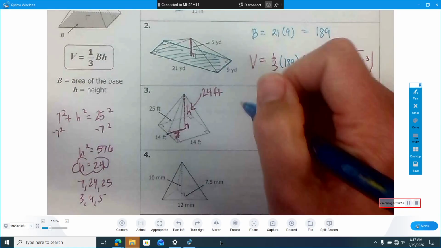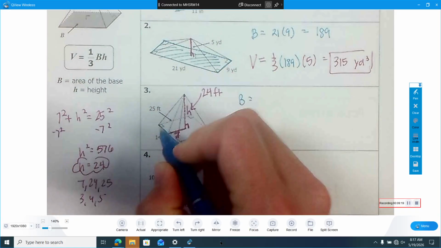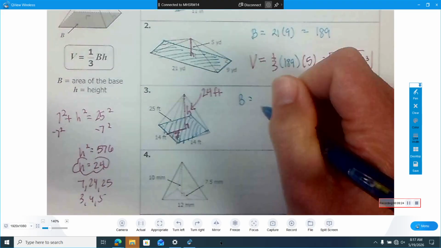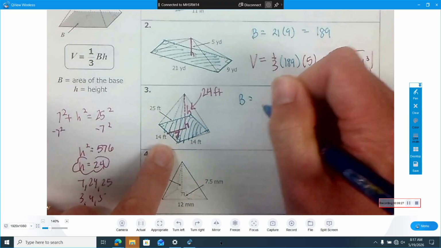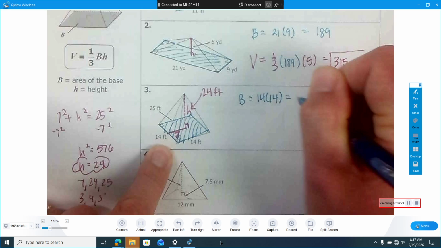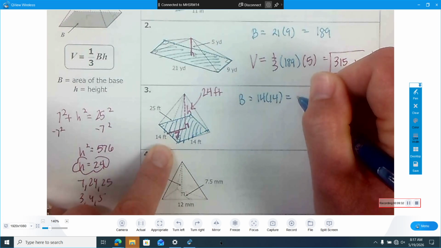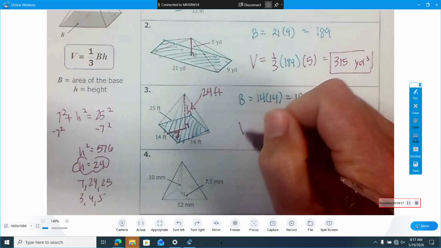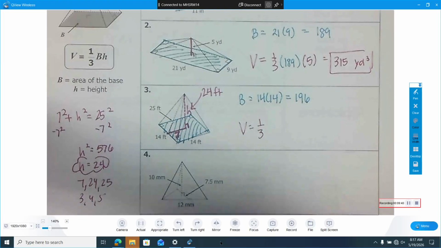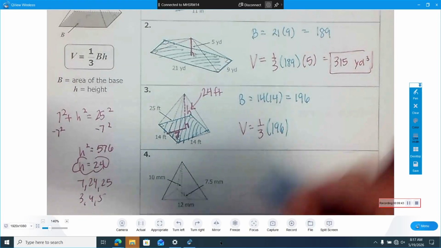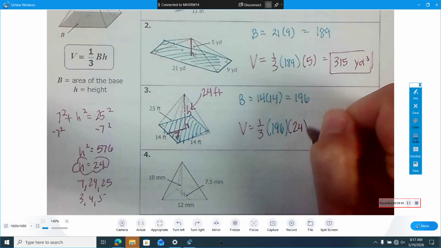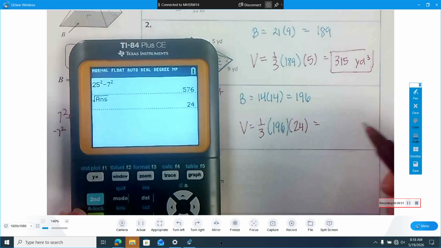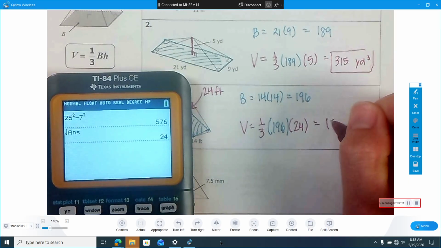So the volume is area of the base. And what shape is our base? A square. So I need to find the area of that square, which is just going to be base times height, or 14 times 14. 196? Yep. All right. And then if I want to find the volume, it is going to be 1/3 times the area of the base times the height of 24. It should be 1568? Yeah.